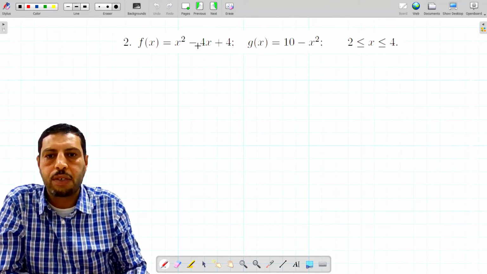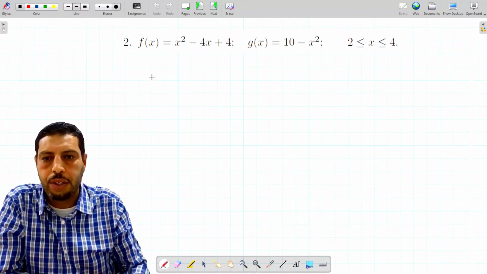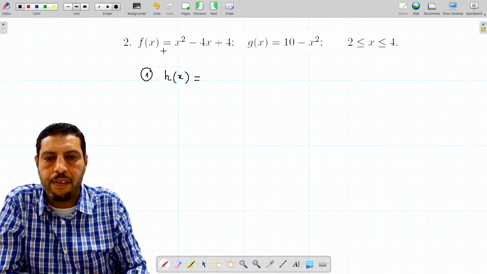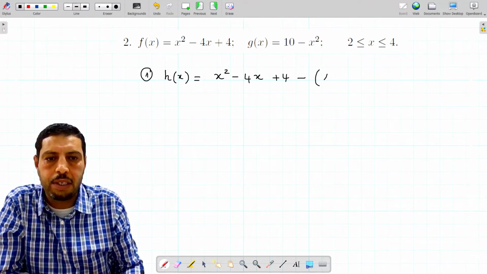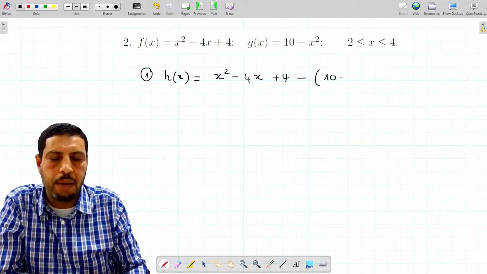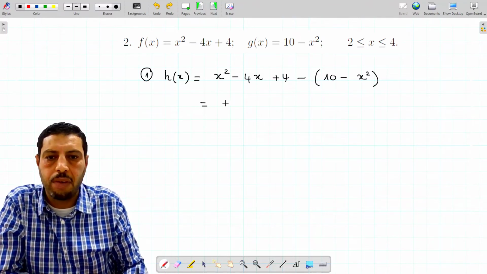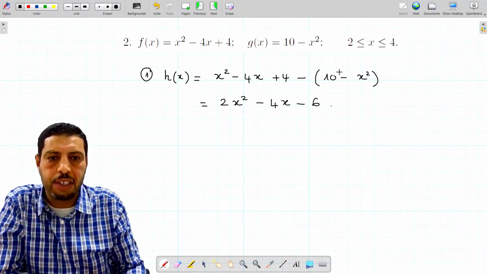The two functions are x squared minus 4x plus 4 and 10 minus x squared, and the interval is 2, 4. So first step, define h of x, which is f of x minus g of x. So it's x squared minus 4x plus 4 minus, protect your function by brackets, 10 minus x squared. If you simplify this expression, you will get 2x squared minus 4x minus 6. Pay attention to signs here.